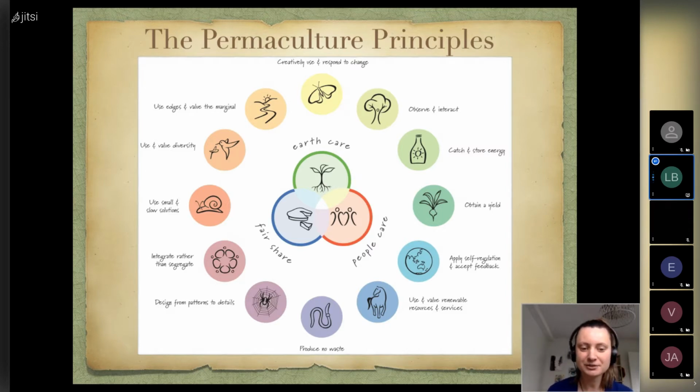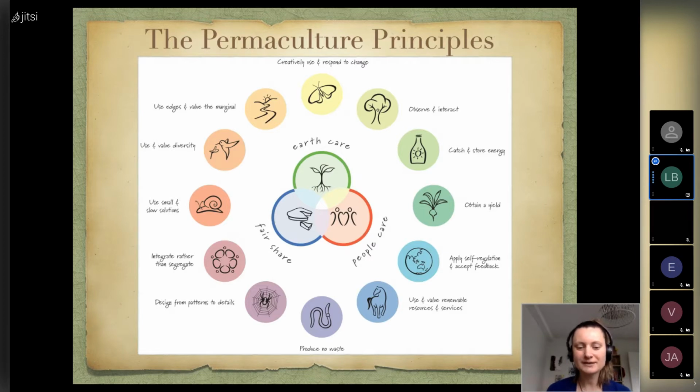The next point is integrate rather than segregate, and that's a top-down view of people holding hands. The next one is use small and slow solutions, which is a picture of a snail. Next, we have use and value diversity, which is a hummingbird close to a flower. And then we have use edges and value the marginal, which is a picture of a road or a stream flanked by some mountains. And this is another really, really important principle, use edges and value the marginal. And this is one that I'm going to explore more in depth a little bit later in the presentation.